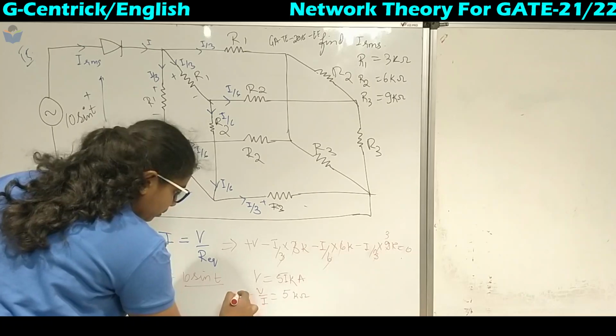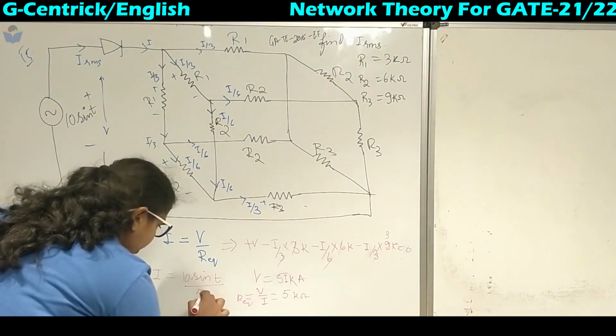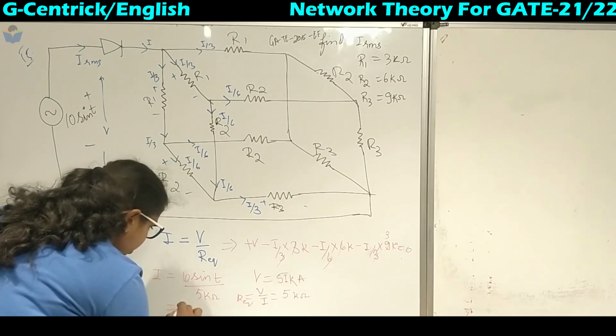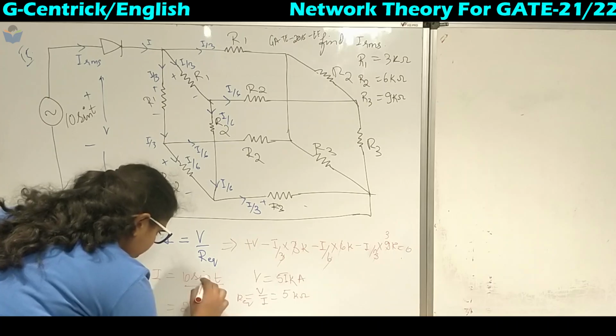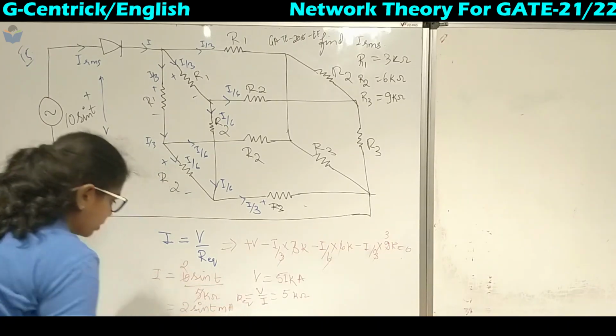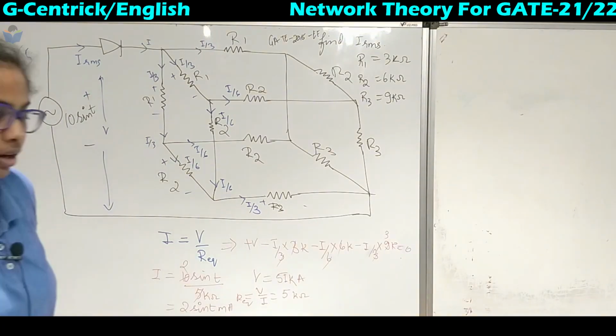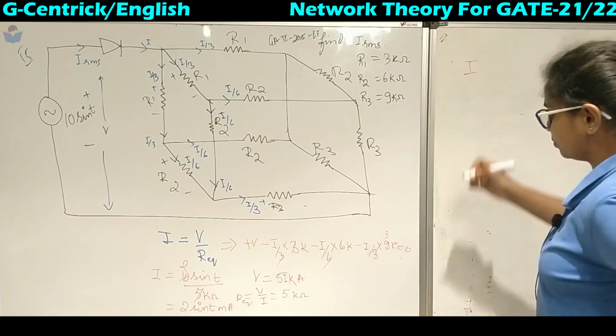V by I is nothing but R equivalent. So I will substitute this R equivalent here. Then I will get 2 sin t, 5 ones are 5, twos are milliamperes. Now to find out the IRMS, I will rewrite that equation here.